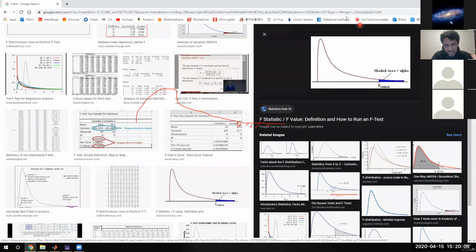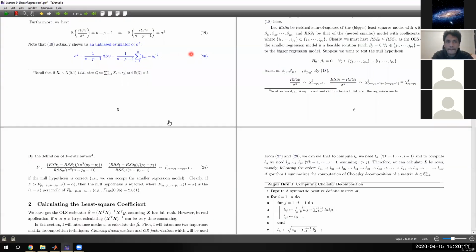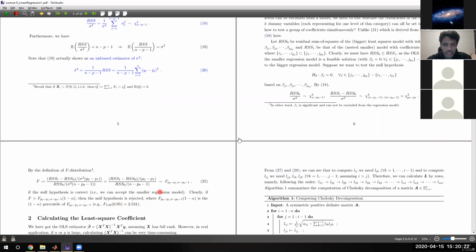So if your test statistic F is greater than or equal to the critical value, then the null hypothesis is rejected. Rejected means what? It means these beta j's are important. You cannot remove them; you have to take the bigger model. If it's not rejected, then yes, this whole group of beta j can be removed. So for example, as I just mentioned, you don't have to consider gender, so both beta 1 and beta 2 will be removed.